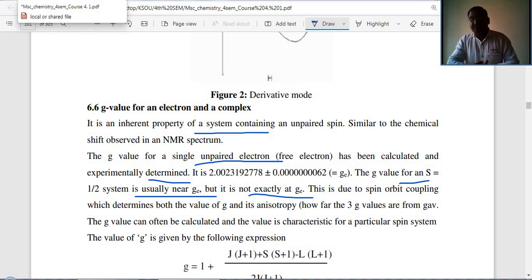This is due to spin-orbit coupling, which determines both the value of g and its anisotropy.